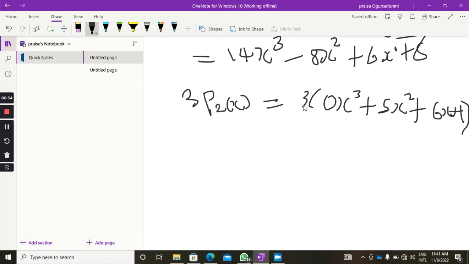So what I'm going to do is this 3 now is going to multiply this one, the same 3 multiply this one, the same 3 multiply this one, the same 3 multiply this plus 1 here. Sorry, there should be plus 1 here.